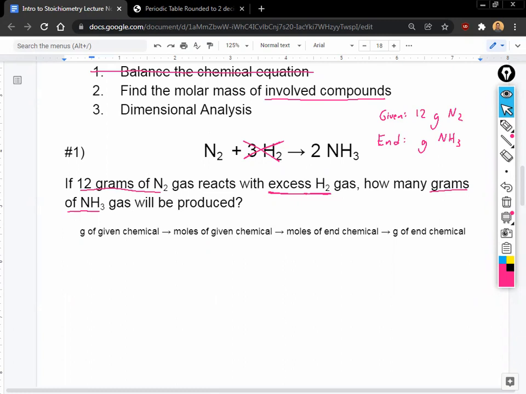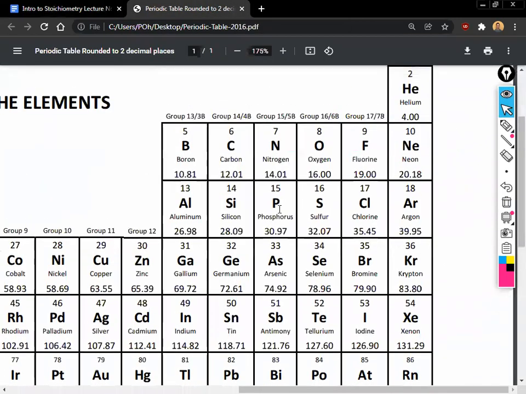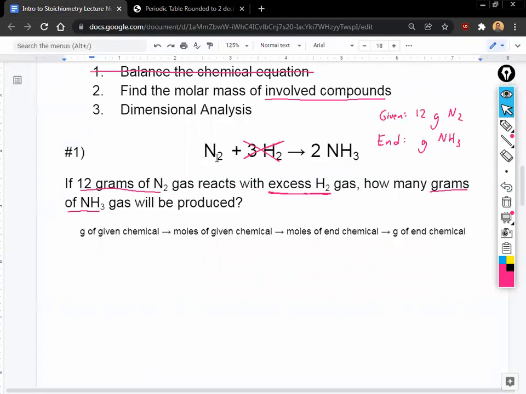Okay, let's do the molar mass. So we have N2 and NH3. If you take a look at the periodic table, nitrogen is 14. So for N2, we have to do 14 times 2. What's the molar mass of N2? Nitrogen is 14, so if I have 2 of them, it's 28. Yeah, 28 grams per mole.